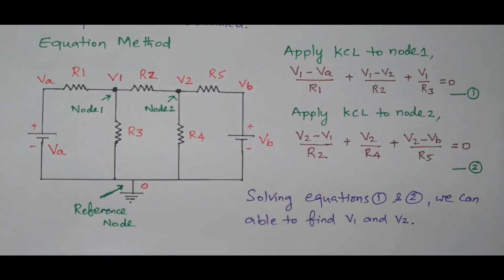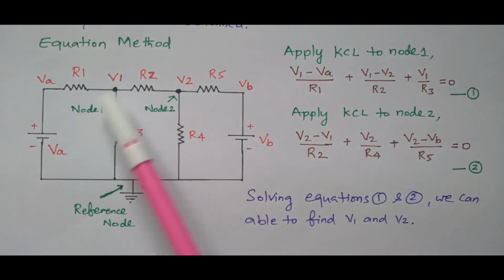Now we need to assign the nodes as well as the reference node. So this is the reference node. This is the common point where all the elements are connected. Another two nodes are available here, node 1 and node 2. So what do we mean by node? It is a junction point.